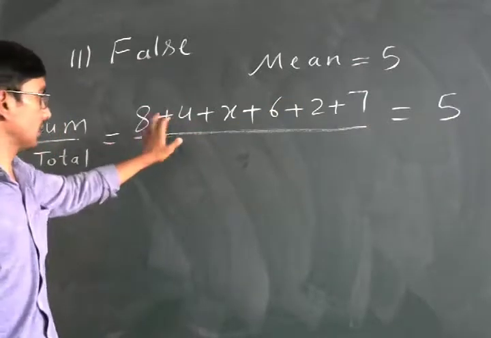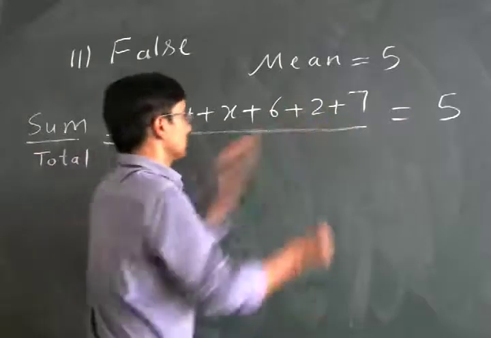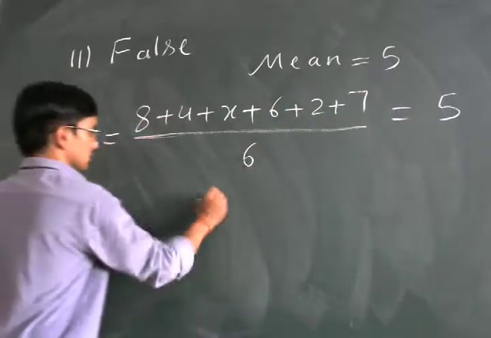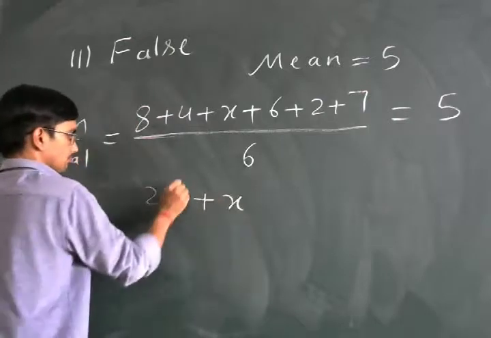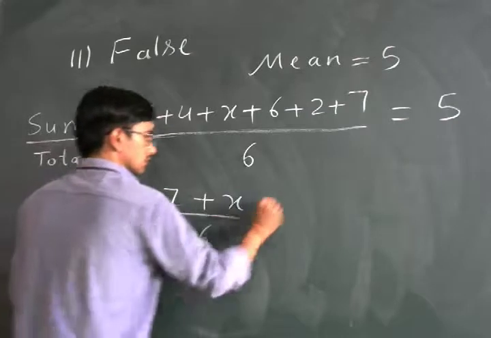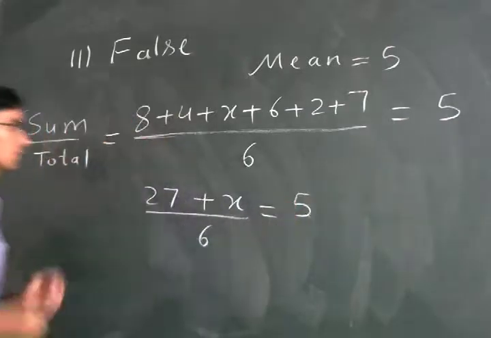So there are how many terms? 1, 2, 3, 4, 5, 6. What is the sum? 27 plus x, divided by 6, is equal to 5.